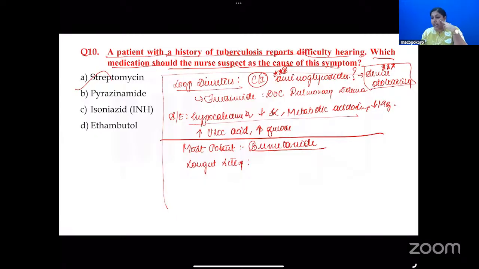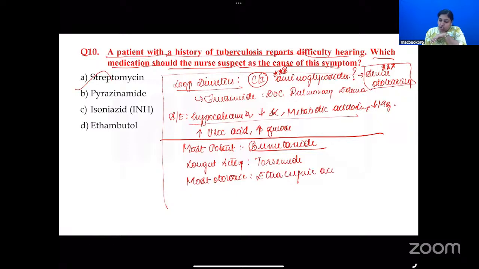The longest acting drug is your torsemide. Okay, remember it is your torsemide. The longest acting is torsemide. If they're going to ask you, which is the most ototoxic? Any answers? Which is most ototoxic among all? The most ototoxic is your ethacrinic acid. That is your ethacrinic acid.